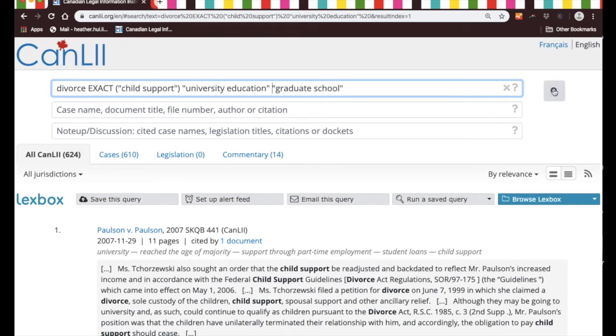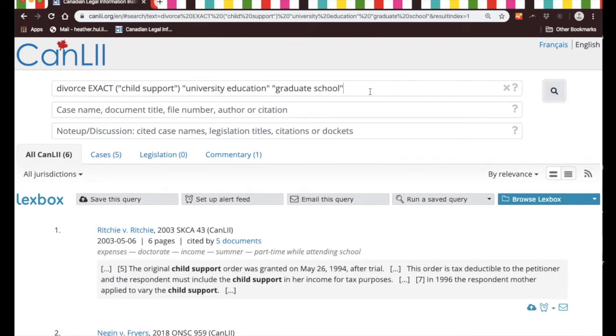Now, let's take a quick search on these terms, and you'll see you only have 5 cases. And notice that even if I put in the word and, it doesn't matter, because the default is that when there's a space, CanLII will automatically treat it as if the word and is in there.